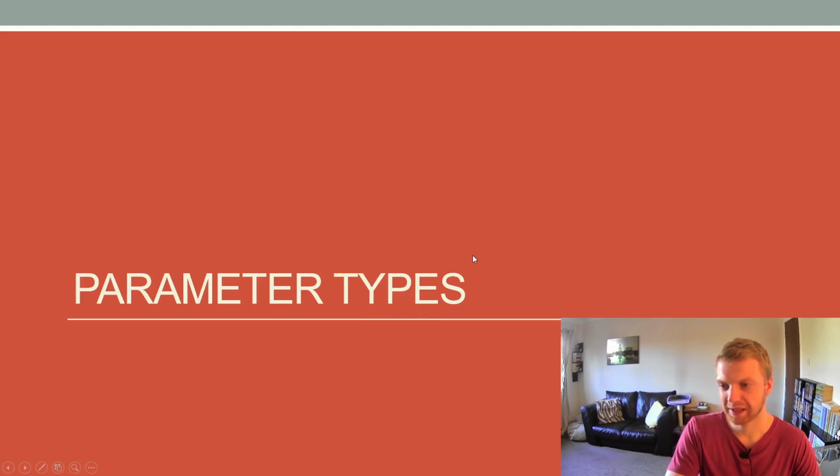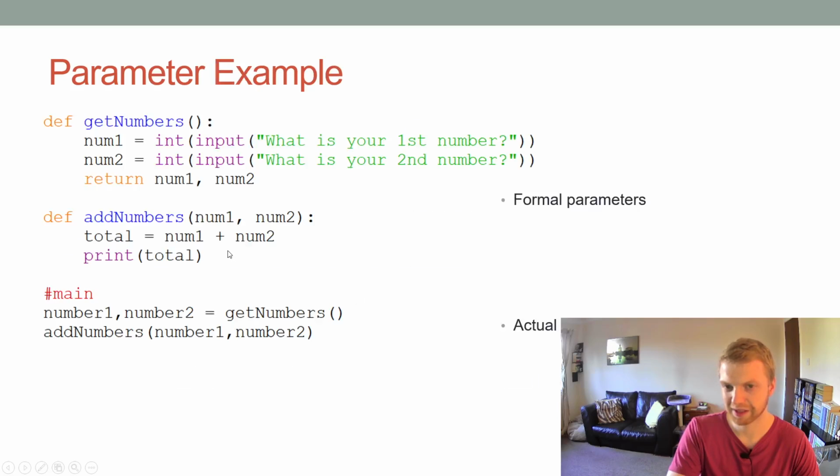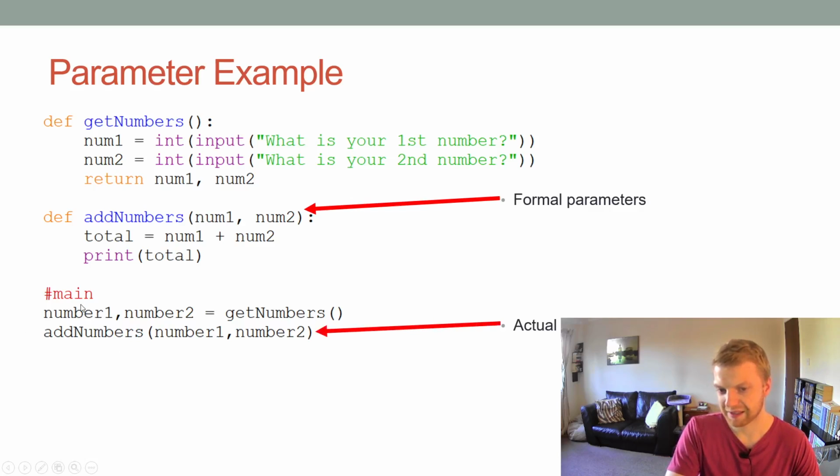Last section is parameters. Again, two different types of parameters: formal and actual. And as I was just saying, it's a good habit to use different names with actual and formal parameters. So the formal parameters of this program are this little bit here. This one has no parameters, but this one has two parameters, and when you're setting it up to expect something, it is considered a formal parameter. When you are using it down in your main program, it is considered an actual parameter. And I was pointing to the wrong bit there. It was this bit here.